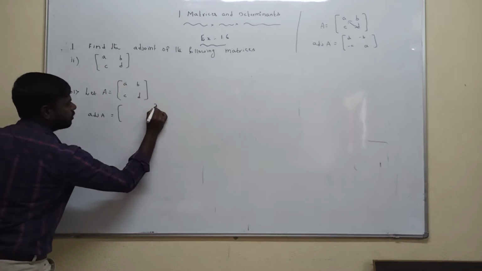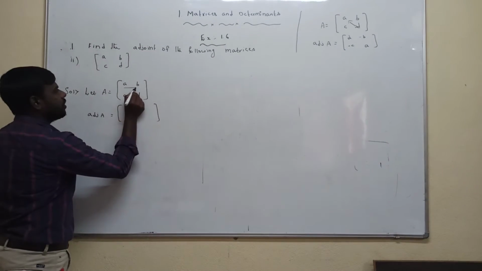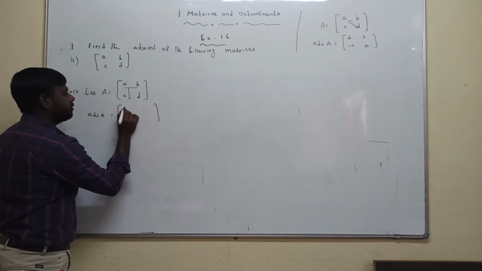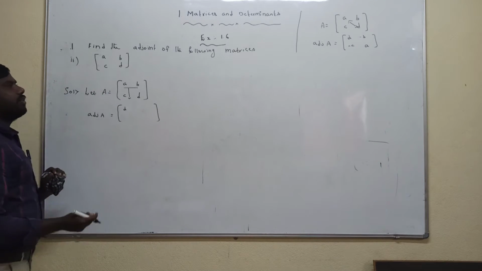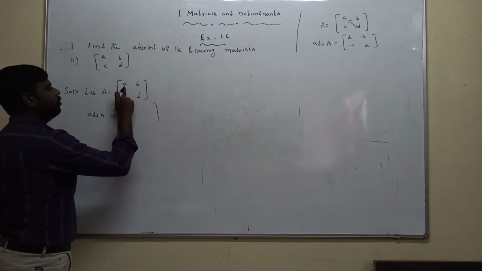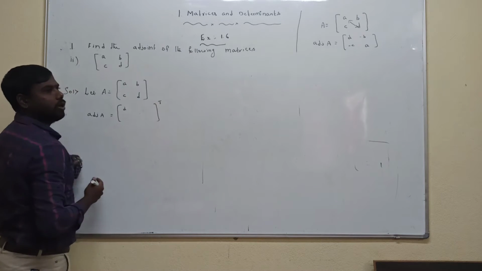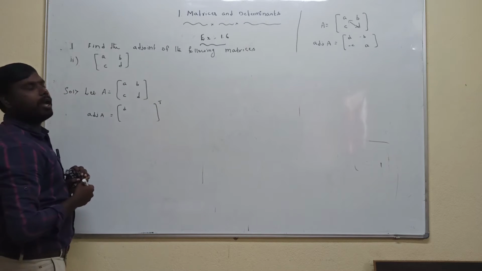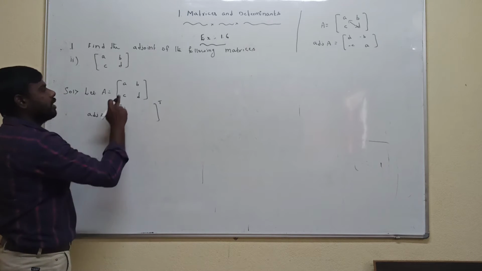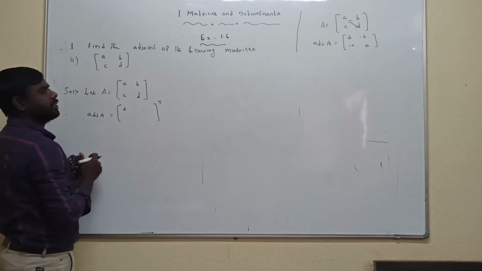Dear students, first I am taking a. a is present in the first row, first column, so eliminate them. The left element is d. Now for b, dear students, it is the transpose of the cofactor elements. That's why we are taking the transpose of the cofactor elements. a we are taking, a is present in the first row, first column, so eliminate them, and the left element is d.